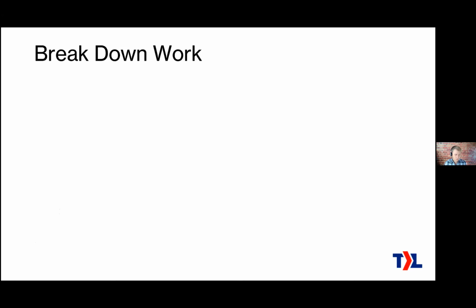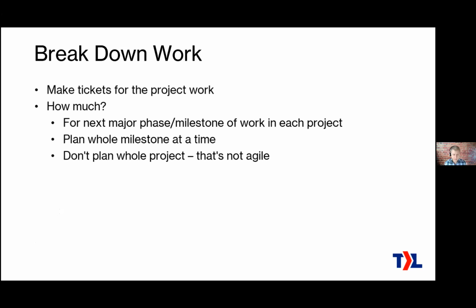Next stage of the cycle is breaking down the work. This is where you make the tickets and tasks that describe the work that you need to do. How much do you plan out? Because we don't actually want to do the whole project all at once. What we want to do is just identify the next major phase or milestone of work in the project, and then we plan out that whole milestone at a time.